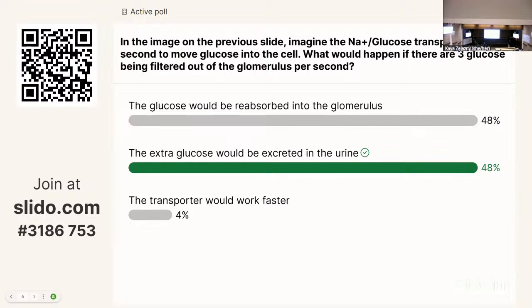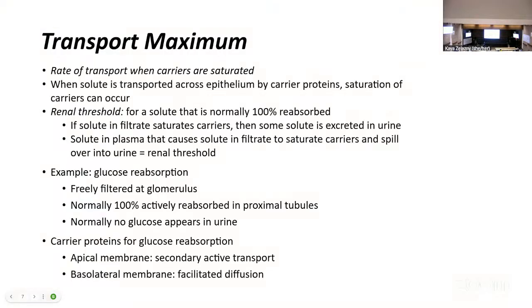right? So the reason that the transport maximum exists is that we don't always have enough proteins embedded in those apical membranes, enough transport proteins embedded in those apical membranes to handle everything that we're shooting past through that proximal tubule.